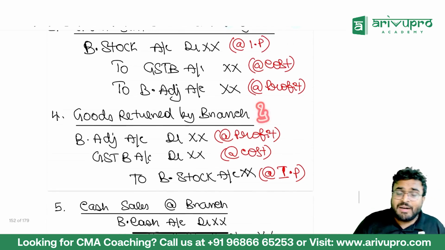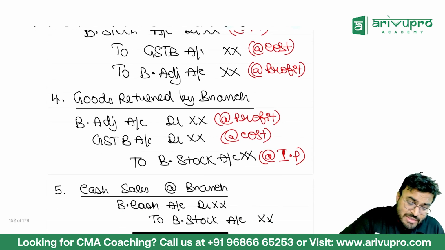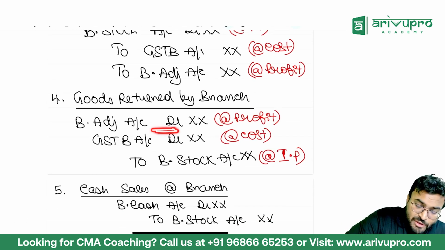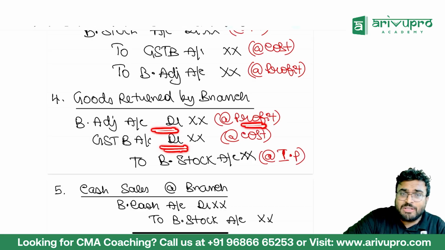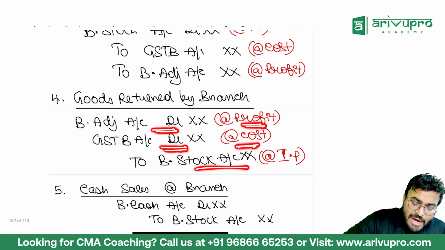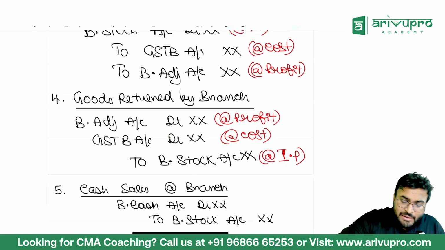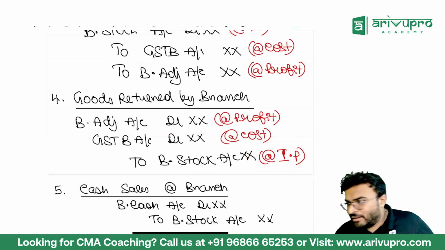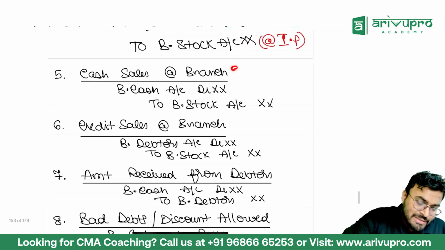If goods are returned by the branch, then you are going to reverse this. Branch adjustment account will be debited for the profit portion. Goods sent to branch will be debited for the cost portion. And branch stock account will reduce by the invoice price. Clear? Invoice price.